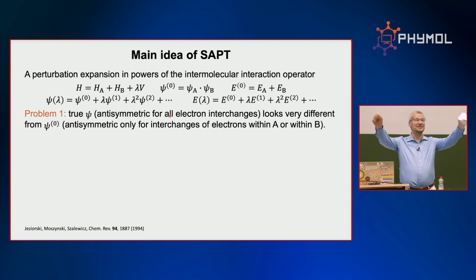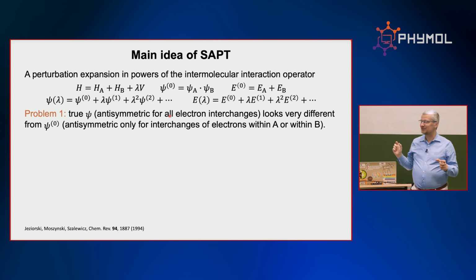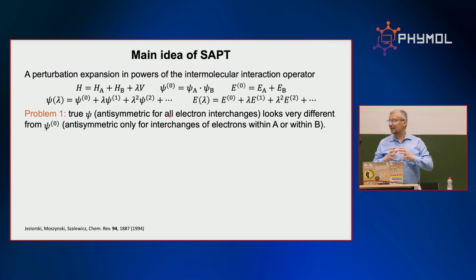Because psi has to be anti-symmetric if we exchange any pair of electrons. But you see that psi 0 is a product of two anti-symmetric functions, so we can exchange electrons inside a molecule, but it doesn't have any definite symmetry if we try to exchange a pair of electrons between the molecules. So these functions look very different, and this means that this perturbation theory needs to account for a very big change in the wave function. And in practice, the result is that if you try naively doing this perturbation theory, your molecules will not repel at short range at all. You will not get the exchange energy of the interaction. And that's really bad. So we have to solve this problem.